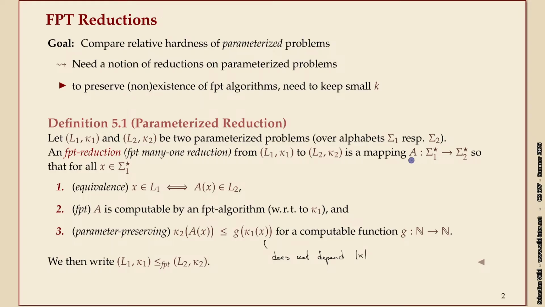If such a mapping exists, then we write in analogy to how we had it. We had less or equal p as the notation for a polynomial time reduction from L1 to L2. So we write less or equal FPT for such a parameterized reduction. This is essentially the natural definition if you think about this requirement, analogous to how we defined FPT time. So far, no big surprises, okay?